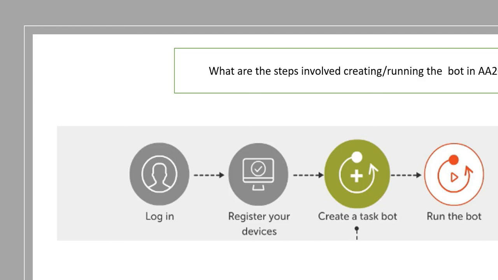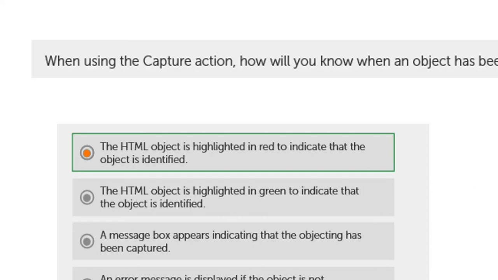Registering the device means you have to give your user ID, which means the same username as your local Windows credential has to be provided in the device. Once you give the device, it has to download the bot agent, then you can create a task bot and run the task bot. So these are the steps involved in creating and running a bot in AA 2019.